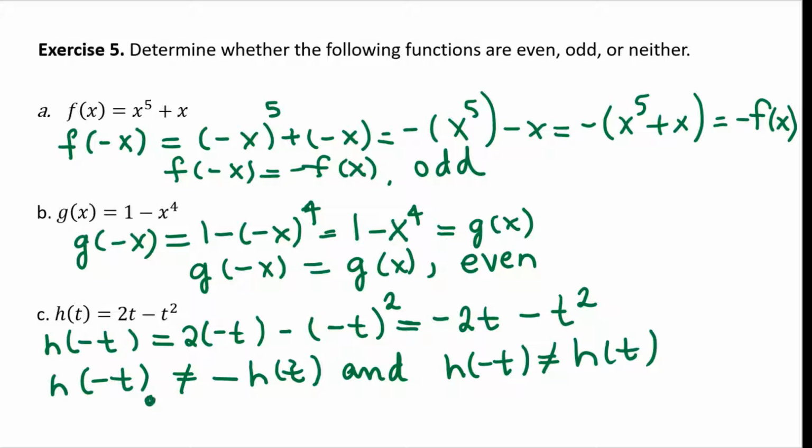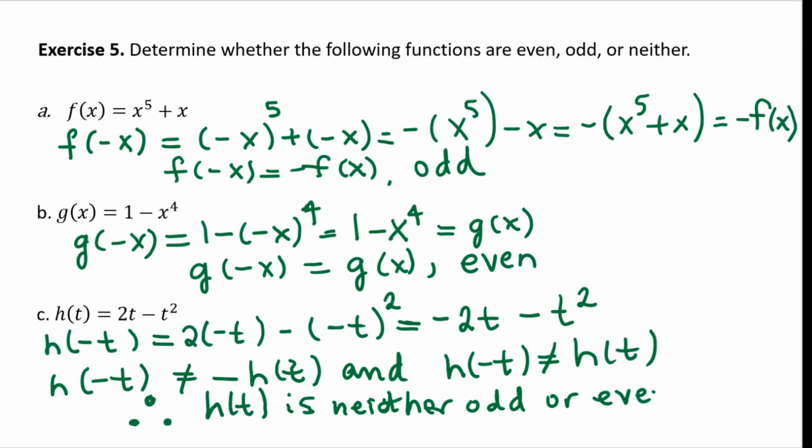These 3 dots look like the corners of an equilateral triangle, is read "therefore." Therefore, we say that h of t is neither odd nor even.